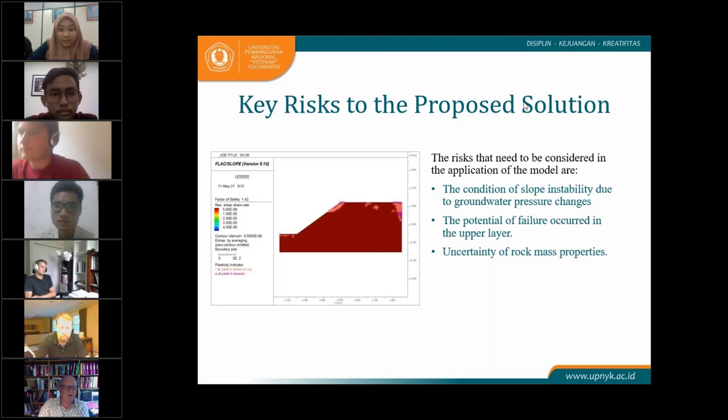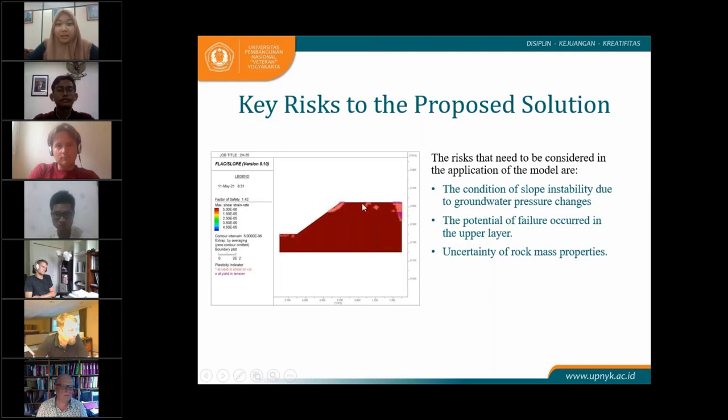By forcing one angle. Okay, I think it makes sense because we made the overall slope angle, and from the slide you can see the plasticity yield indicated in the upper layer. So it means that for managing the potential of failure here, maybe we can decrease the slope angle here. I think it makes sense for making models like this, and maybe increase the slope angle in the lower layer. Okay, thank you.